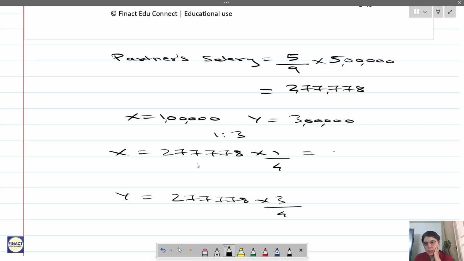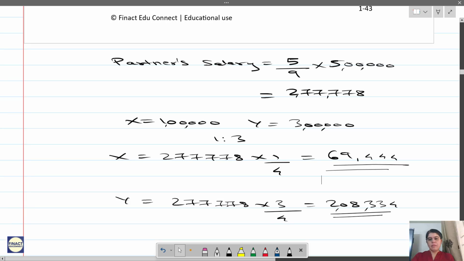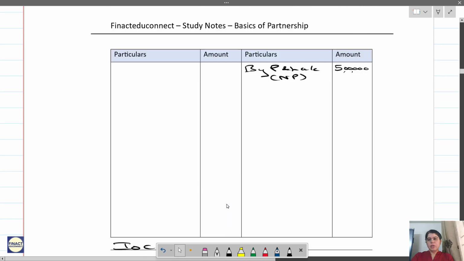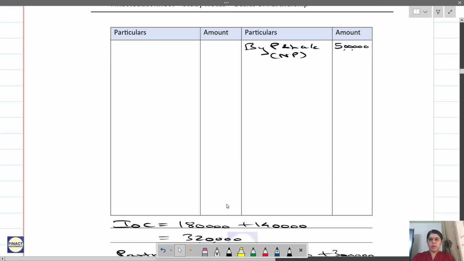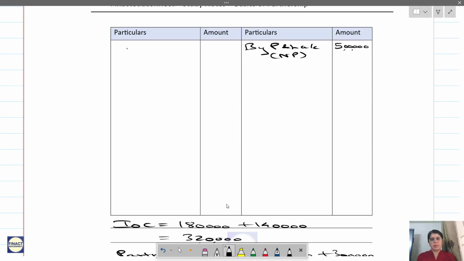Okay. So X will get 69,444 and Y will get 2,08,334. Okay, so same thing we are going to use in our profit and loss account. Same workings, whatever we have done, we will be using in the profit and loss account.